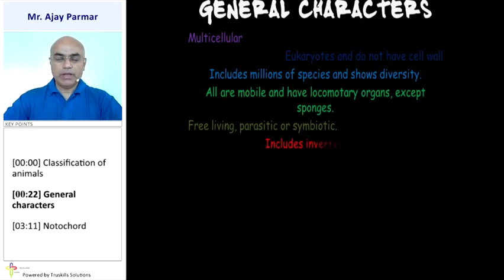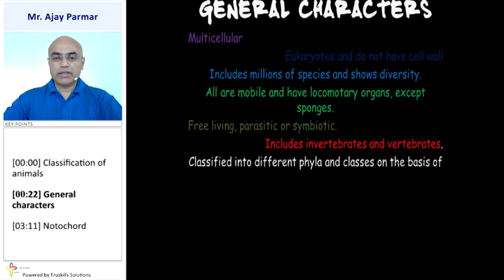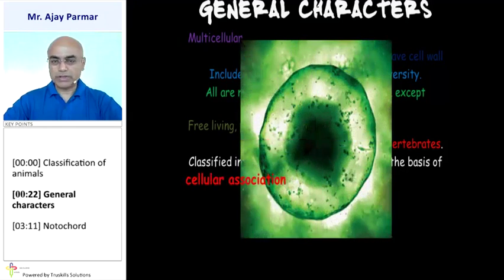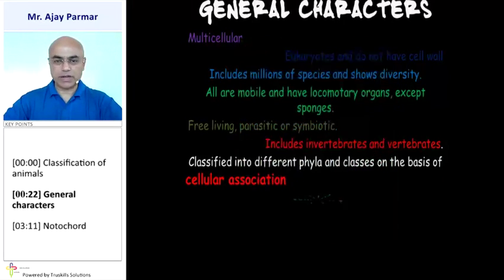It includes invertebrates, that means the animals which do not possess a vertebral column, and the vertebrates, the animals which possess the vertebral column. They are further classified into various phyla and classes on the basis of, first of all, the cellular association, that means the structure of the cell. Each class of animal will possess a different structure of the cell.